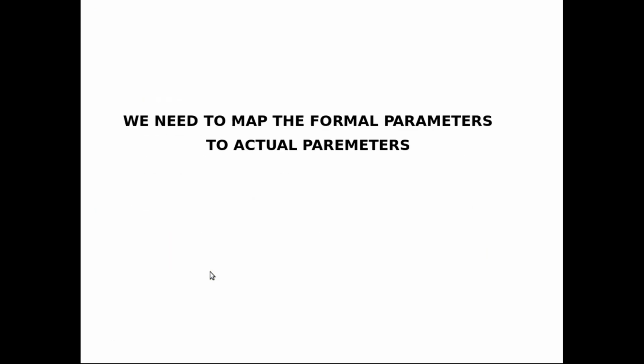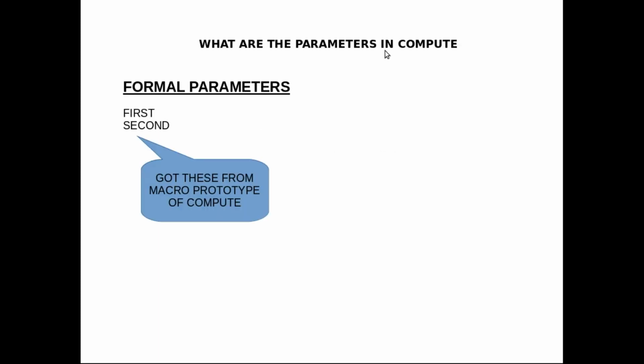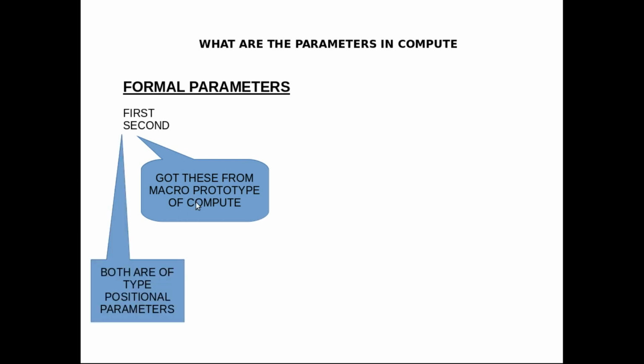To perform macro expansion, first we have to map the formal parameters to actual parameters. Now what are the formal parameters in compute? We have two formal parameters, first and second. We get it from the macro prototype statement. You already know this. And both these parameters are of type positional parameters.